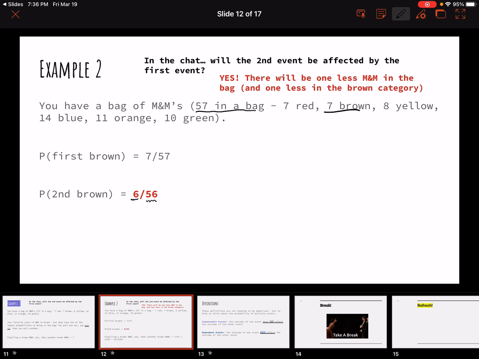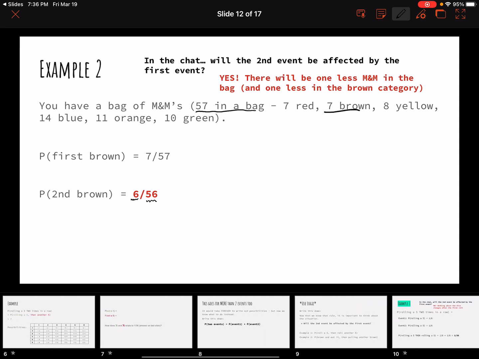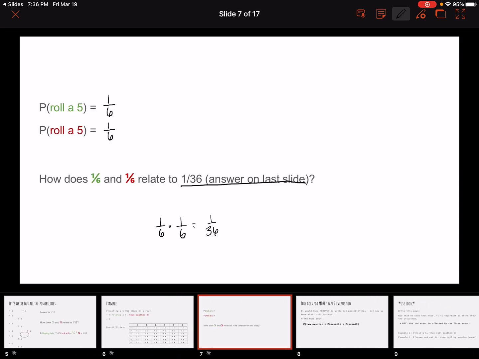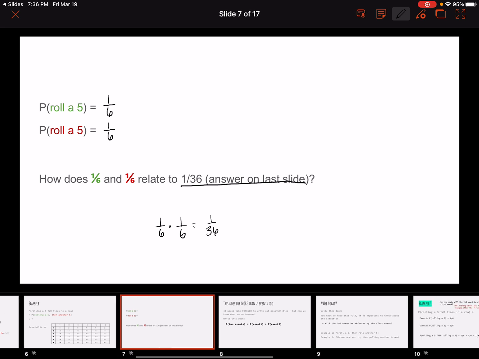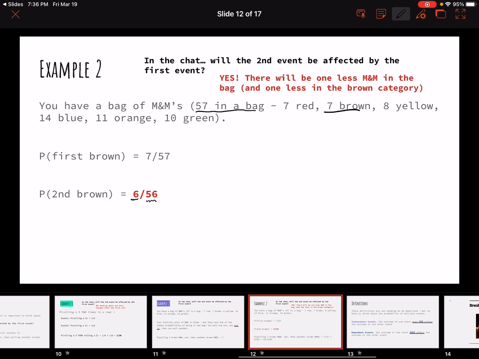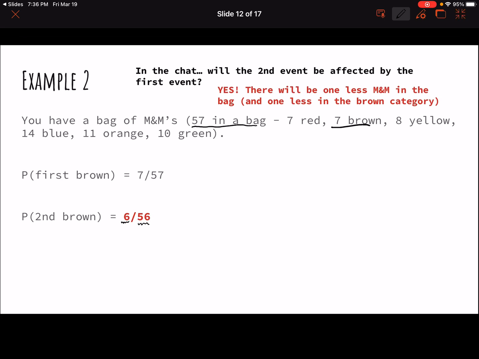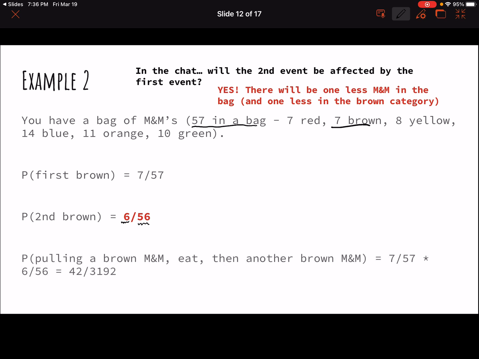Remember, if we go back and look at the dice rolling event that was way back here, both of those events were 1 out of 6. When we're looking at our M&M situation, the second event was affected by the first, so they don't have the same probability anymore. So we still can do the multiplication of those 2 individual probabilities to get the combined probability. But we had to be a little bit more careful when we were calculating this second event. And that's because this is a dependent situation.